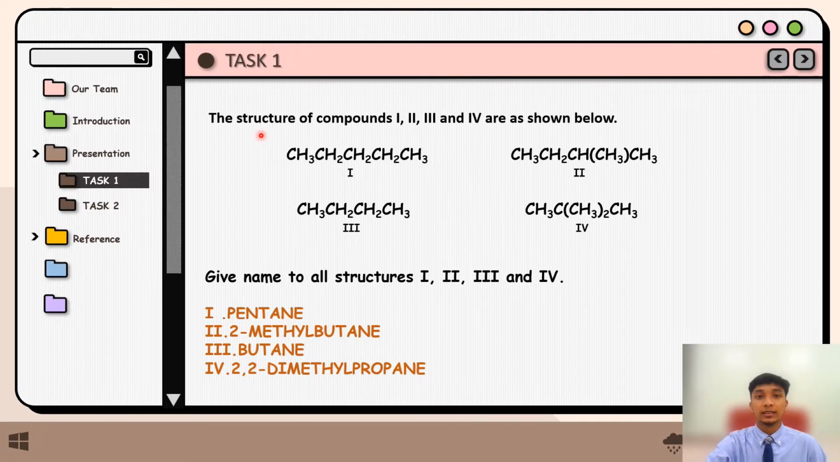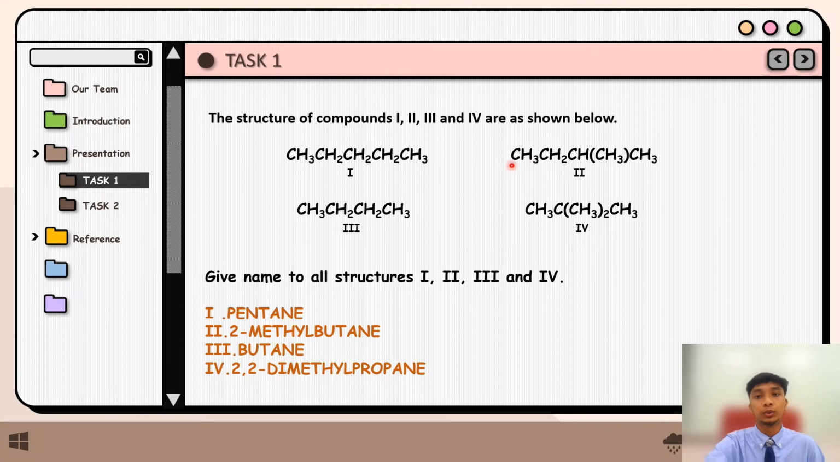Okay, task 1: the structures of compounds 1, 2, 3, and 4 are shown below. Give names to all structures 1, 2, 3, and 4. Let's move on with structure number 1. You can see that there is no double bond, and it has 1, 2, 3, 4, and 5 carbons. We can identify that this compound is an alkane because there is no double bond, and we know that 5 carbons is pentane. Here is pentane.